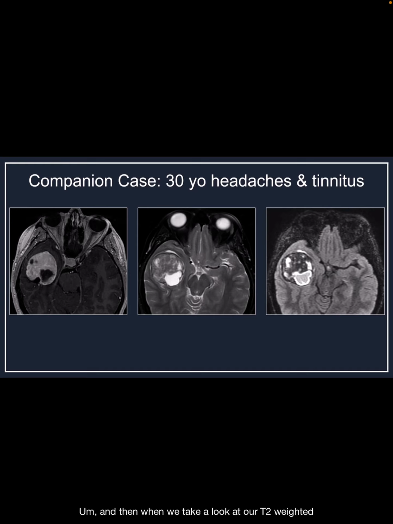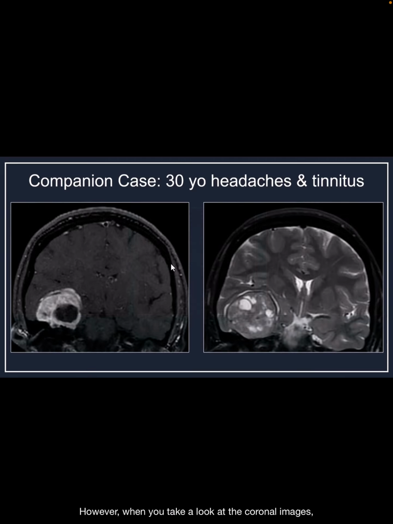And then when we take a look at our T2-weighted sequence, we can notice here that there's a cleft of high signal surrounding the lesion, and this lesion has a thicker capsule. Now, the clue to this diagnosis is really to recognize the location of this lesion. So on the axial images, it really looks like it's intraaxial. However, when you take a look at the coronal images, you can see here that this mass is not surrounded by brain tissue on all sides.